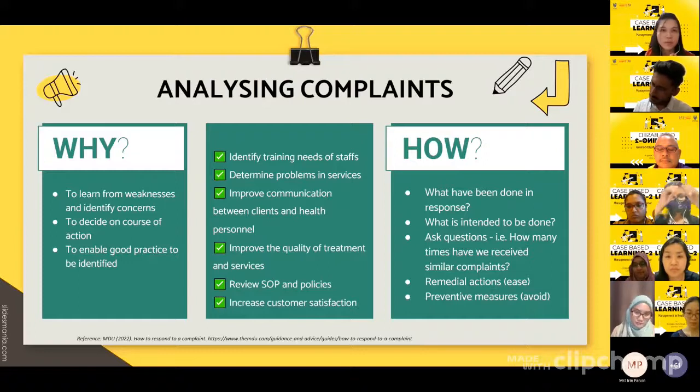We can determine problems in services. We can improve communication between clients and health personnel, and also improve the quality of treatment and services. The complaint can also form a basis to review our SOPs and policies. And ultimately, we want to increase our customer satisfaction.